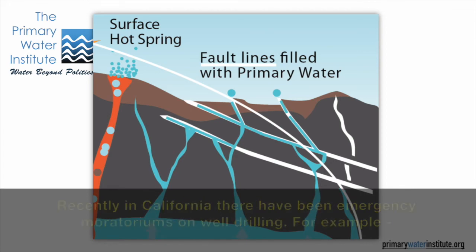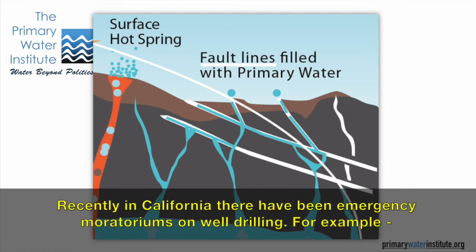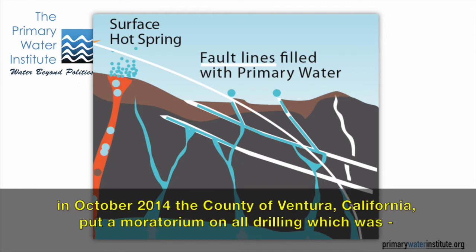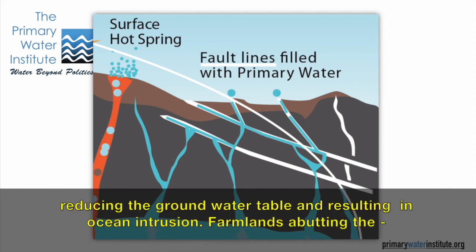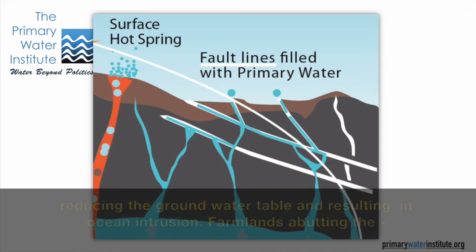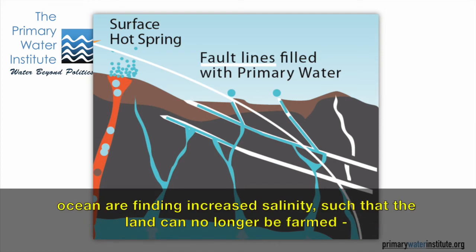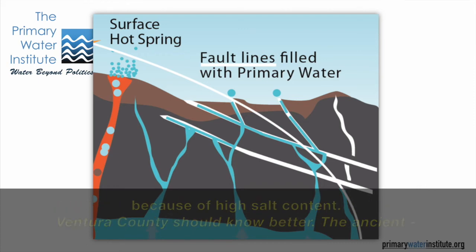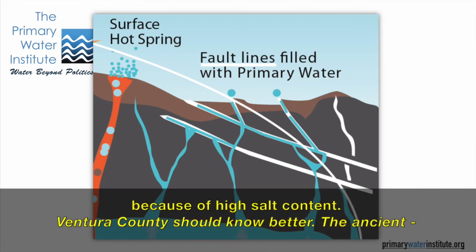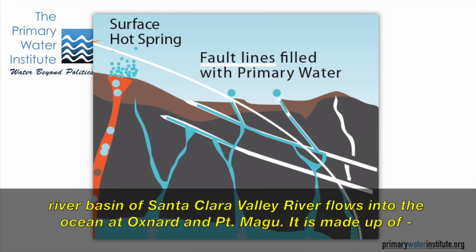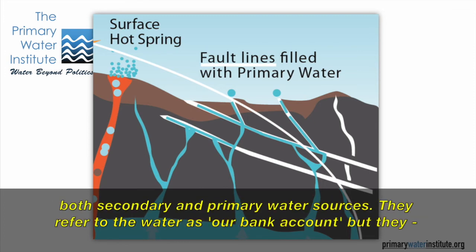I concur 100%. Recently in California, there have been emergency moratoriums on well drilling. For example, in October 2014, the county of Ventura, California, put a moratorium on all drilling, which was reducing the groundwater table and resulting in ocean intrusion. Farmlands abutting the ocean are finding increased salinity, such that the land can no longer be farmed because of the high salt content. Ventura County should know better. The ancient river basin of Santa Clara Valley River flows into the ocean at Oxnard and Point Mugu. It is made up of both secondary and primary water sources.